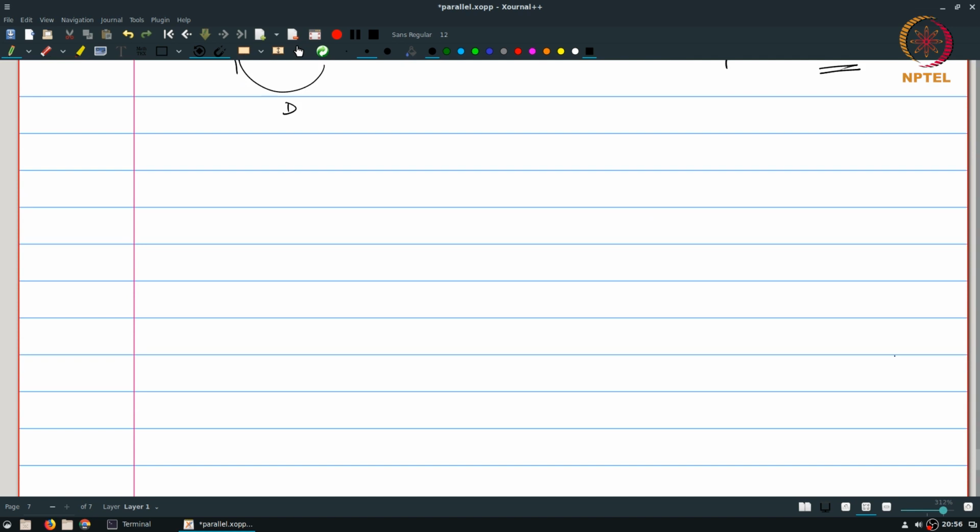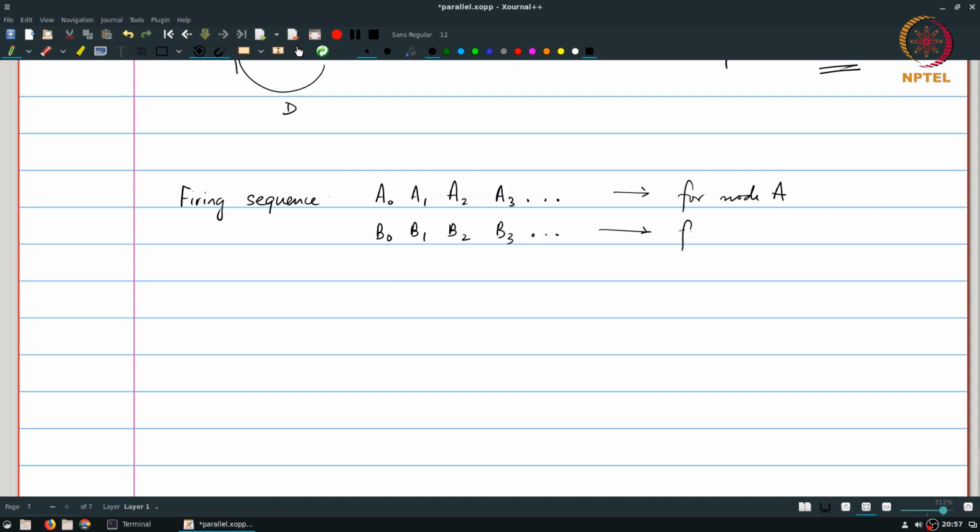So in order to appreciate the idea of unfolding, we first need to look a little bit deeper into the idea of token firing sequences that we looked at in the context of data flow graphs. Essentially what we are saying is the node A corresponds to a firing sequence which we will call A0, A1, A2, etc. for node A. And similarly, there is another sequence B0, B1, B2, etc. for node B.